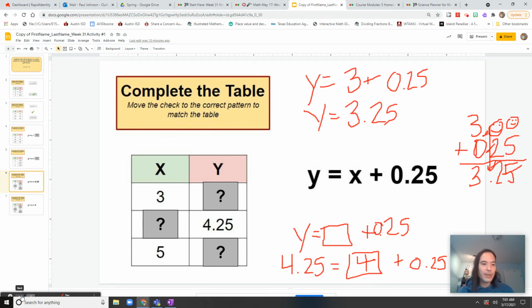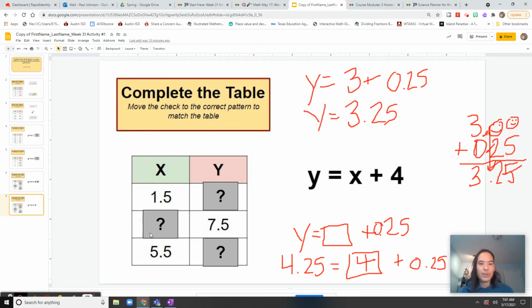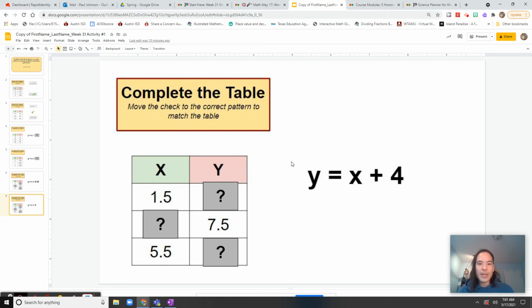And then let's take a look at this last page. More puzzles. All right, so they gave us the key to the puzzle. The key is y equals x plus 4. So all you need to do is put in your x value for x, and that will tell you your y.